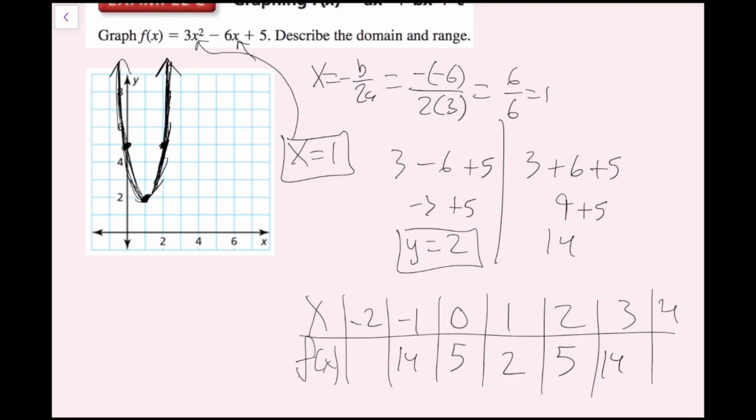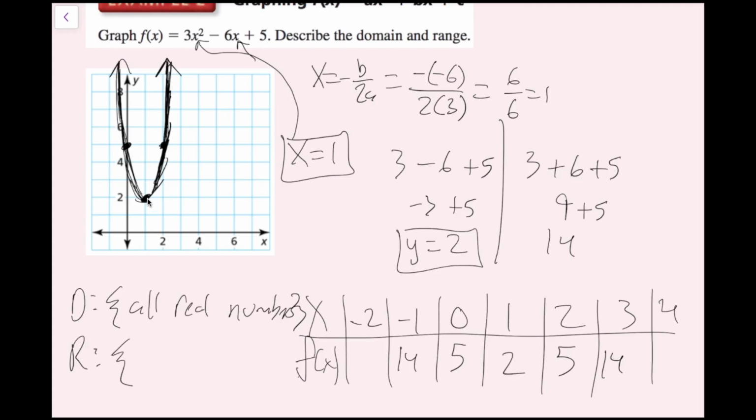Now I need to describe the domain and range. Well, remember, the domain is just all the possible x values, and the range is the set of all the possible output values, or the f of x values, or the y values. So my domain is all real numbers, because I can plug anything into x here. So domain, all real numbers.